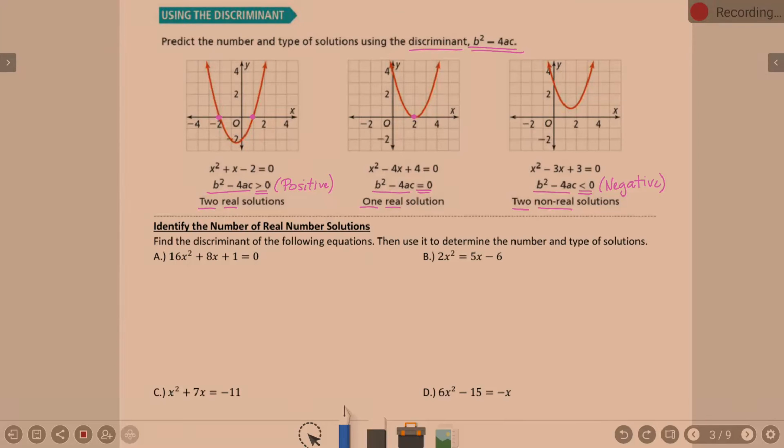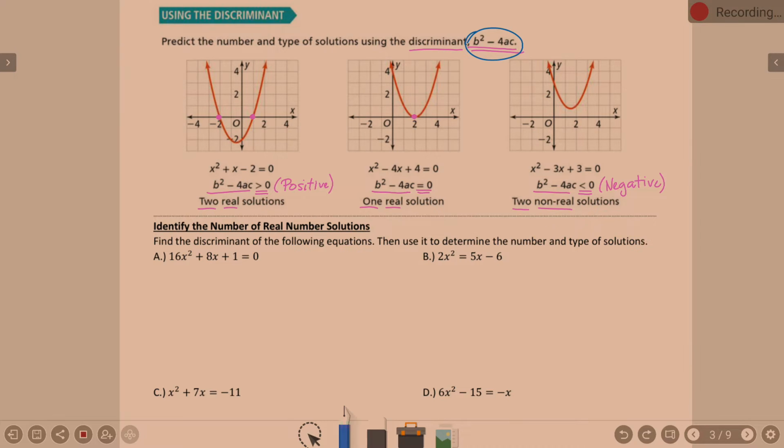Lesson 2.6. Yesterday, after talking about the quadratic formula the whole time, we left off talking about the discriminant. The discriminant is that piece underneath the square root, b squared minus 4ac. Depending on whether it's positive, 0, or negative, it can tell us information about the answers.